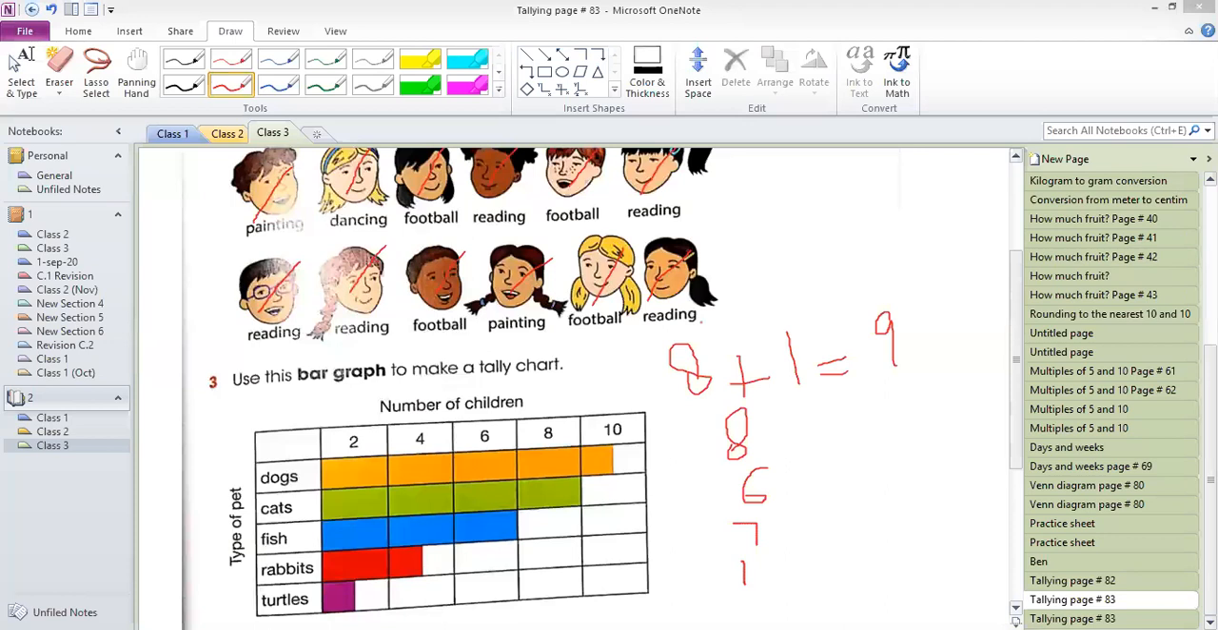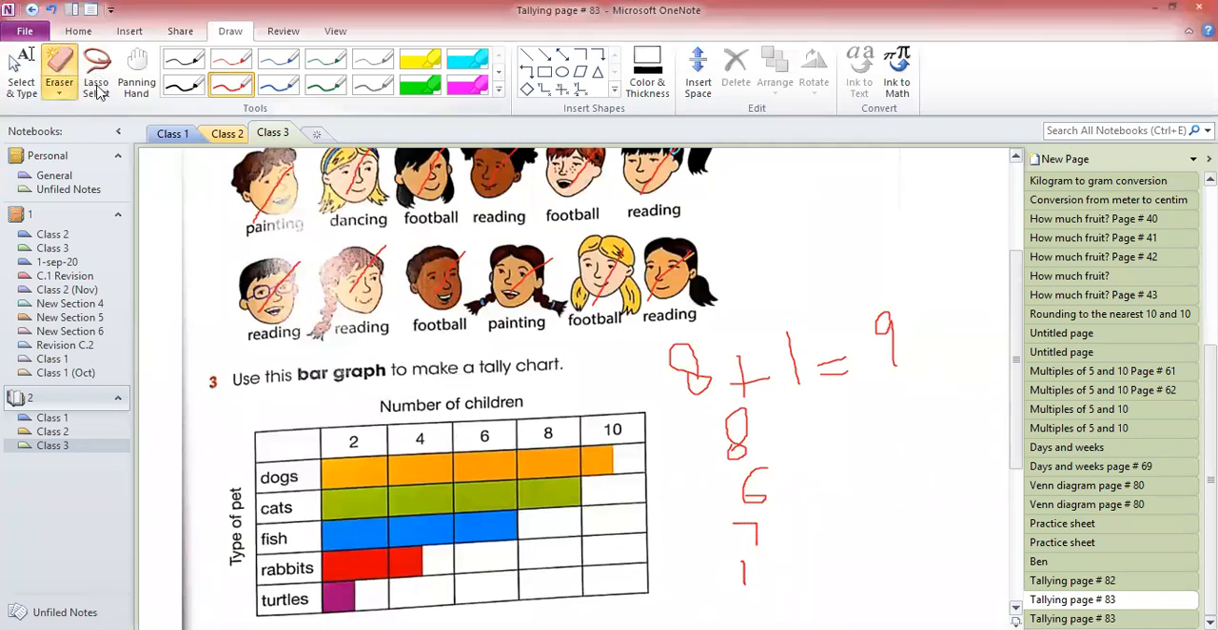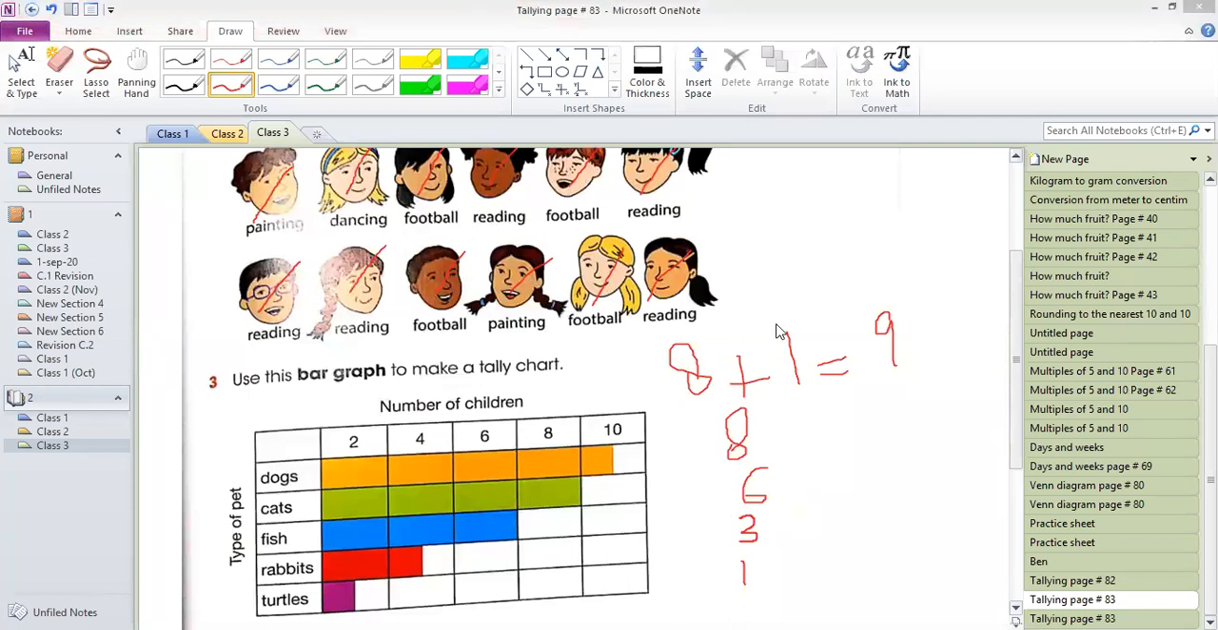So what you will do, guys, you will have to make a tally chart that represent that 9 children have dogs and 8 children have cats, 6 children have fish, 7 children. Where is 7? Why 7? 6 children have fish, and this is rabbit. Rabbit 2 plus 1, 3. 3 children have rabbits and one is having turtle. So you have to show this information by making tally chart. Clear, guys?